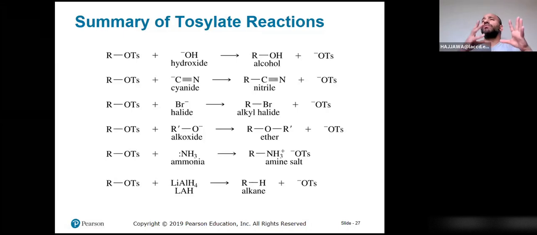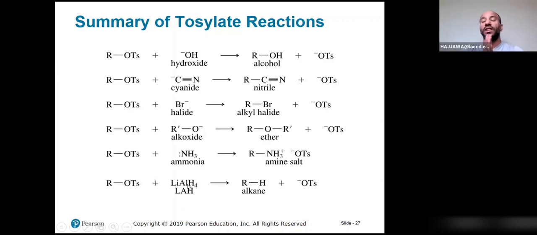You can see here the diversity in the reactions of tosylates. What else can we make out of those? So we could see here that if I have a tosylate structure with a hydroxide, I can make an alcohol. If I have a tosylate with a cyanide, that's another SN2 that will give me a nitrile. Tosylate in presence of halide will go through substitution to give me an alkyl halide. Tosylate in presence of alkoxide will give me an ether. Tosylate in presence of ammonia or an amine will give me an ammonium or an amine salt.